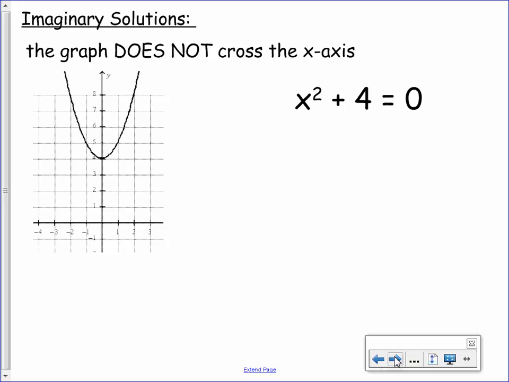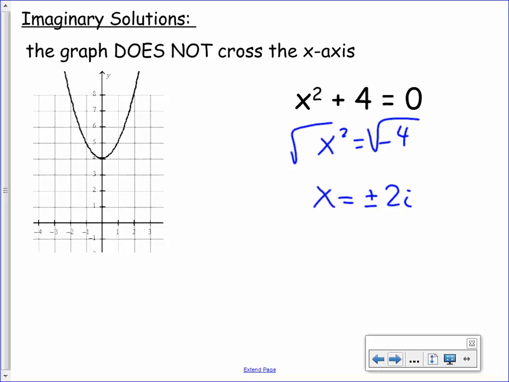Yes, exactly. So subtracting the 4, because when you subtract the 4, it becomes x squared equals negative 4, right? So when you root, x is equal to plus or minus 2i. The square root of negative 4 is 2i. All right, so for these next 3, I'm going to use the quadratic formula.